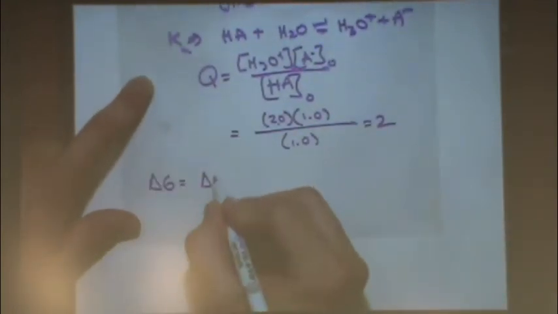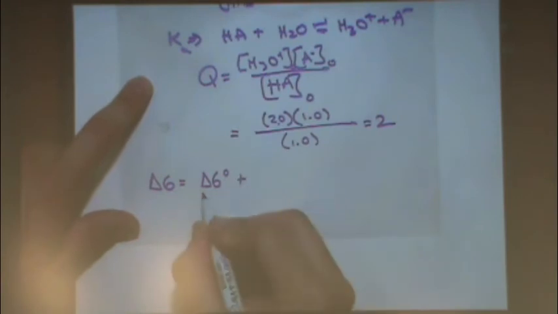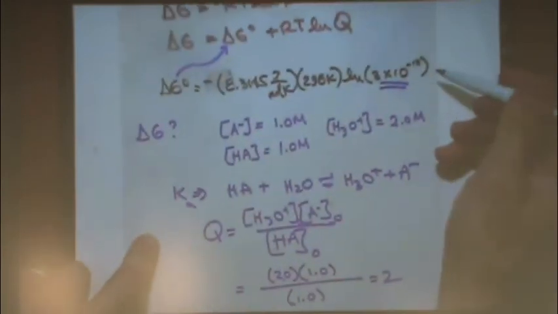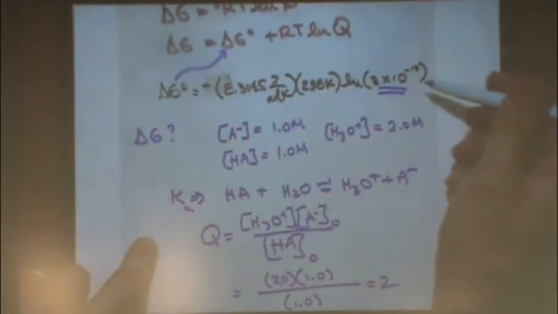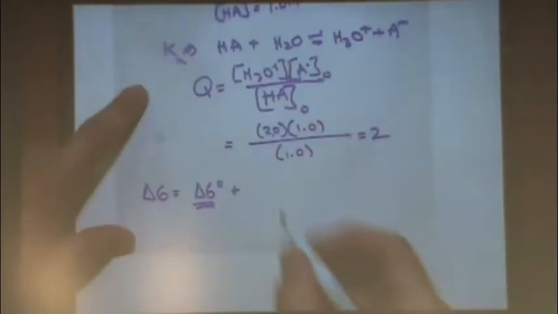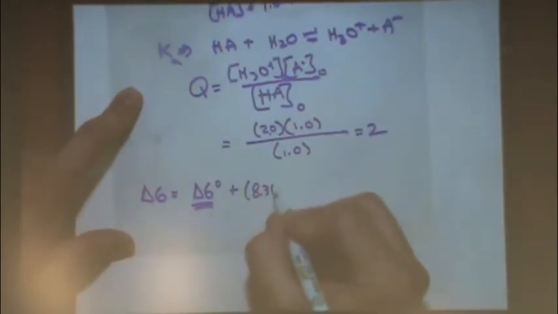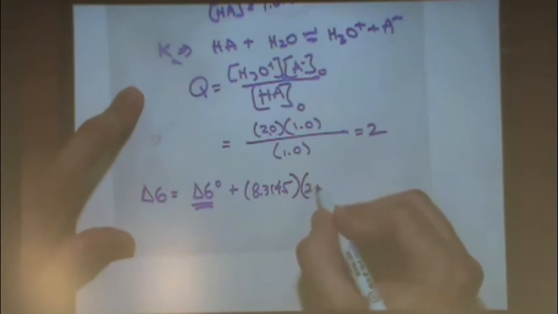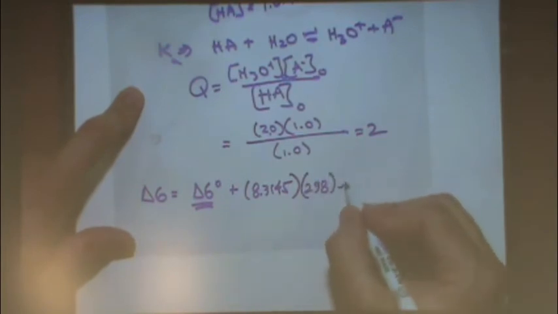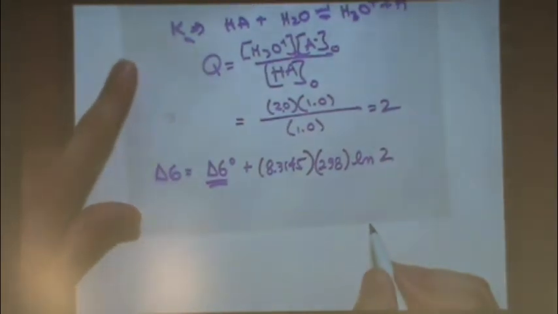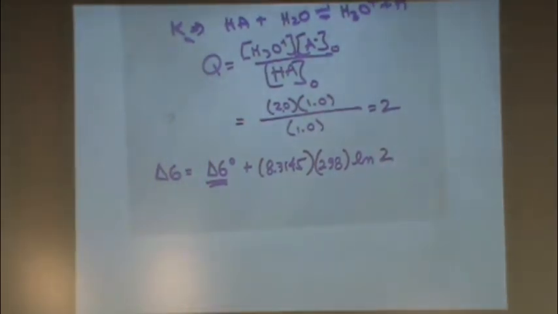Delta G is delta G standard plus, by the way, where did I get delta G standard? From what I just found. This number up here is what delta G standard is, whatever this calculation turns out to be. Plus R, 8.3145. Why am I using this R? The units of joules. Yeah. T, 298, times the natural log of Q, 2. This calculation will give me delta G.